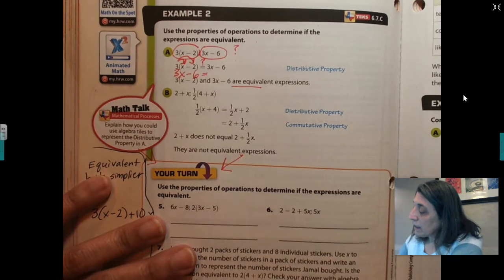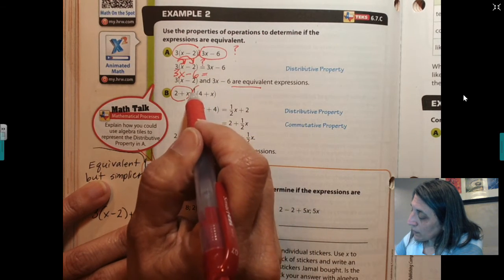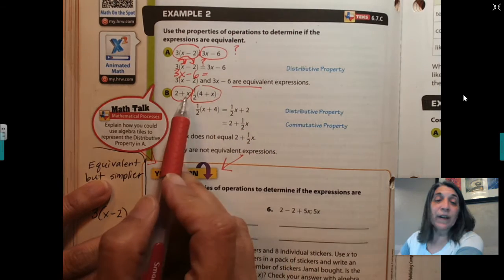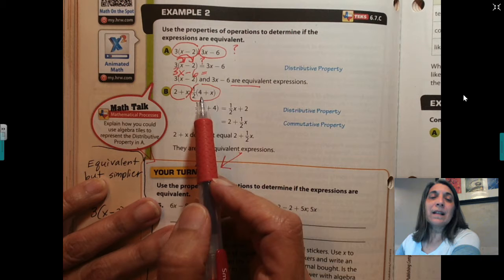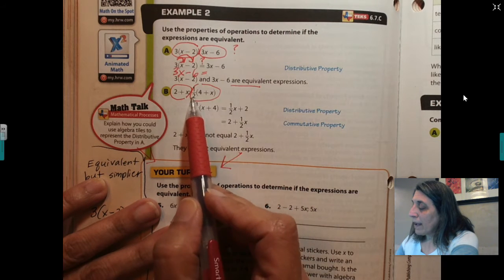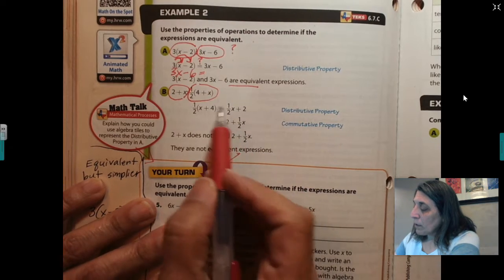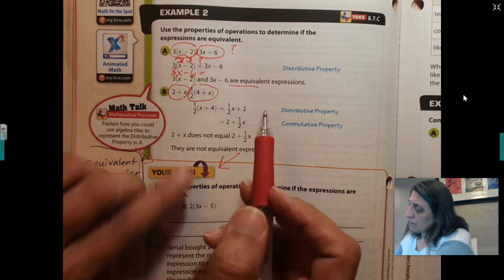But then down here, you've got this expression, 2 plus x, and then you have this other. This is simplified. There's nothing else I can do to it unless somebody tells me what x is. But this is not simplified. I can still do something to it. I can multiply 1/2 times 4. When I multiply 1/2, I'm sorry.